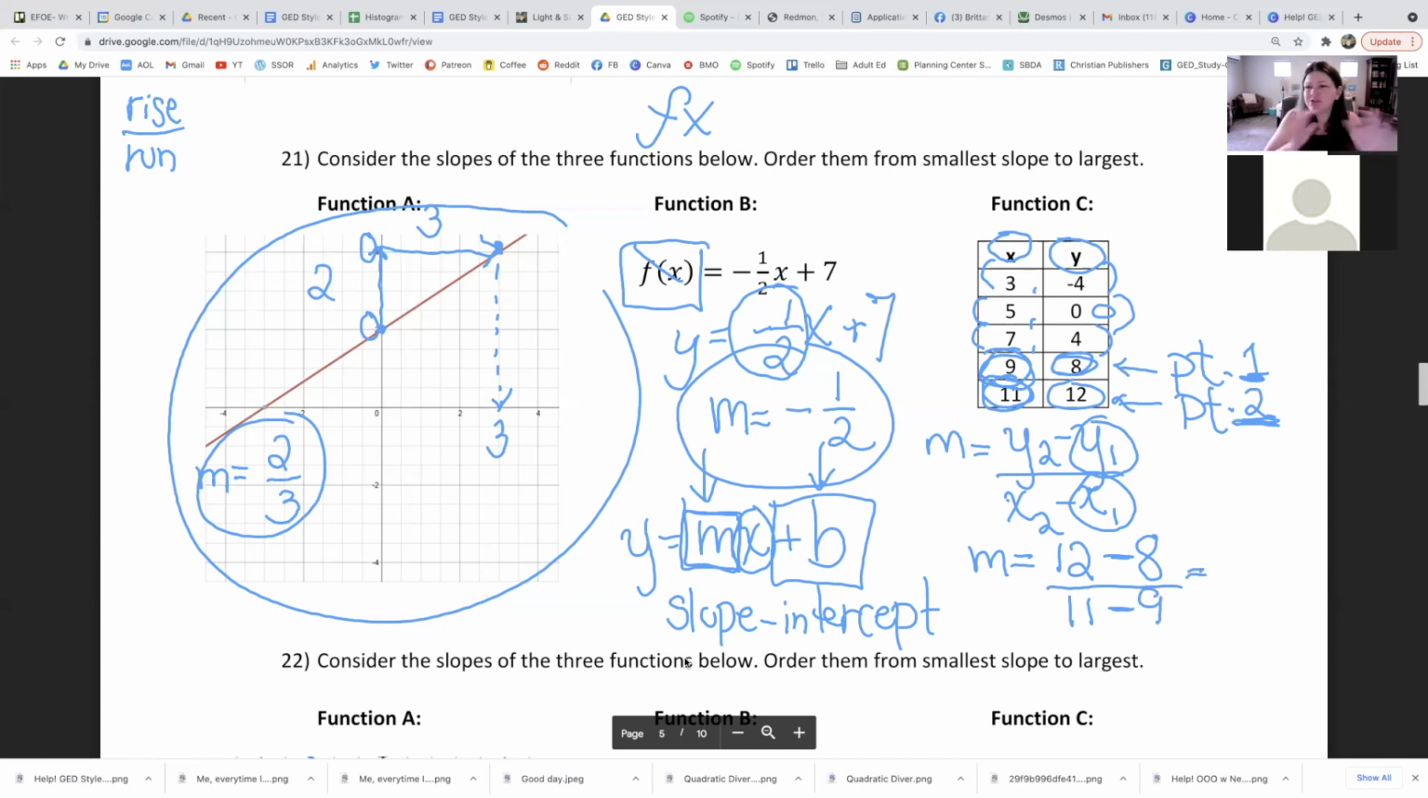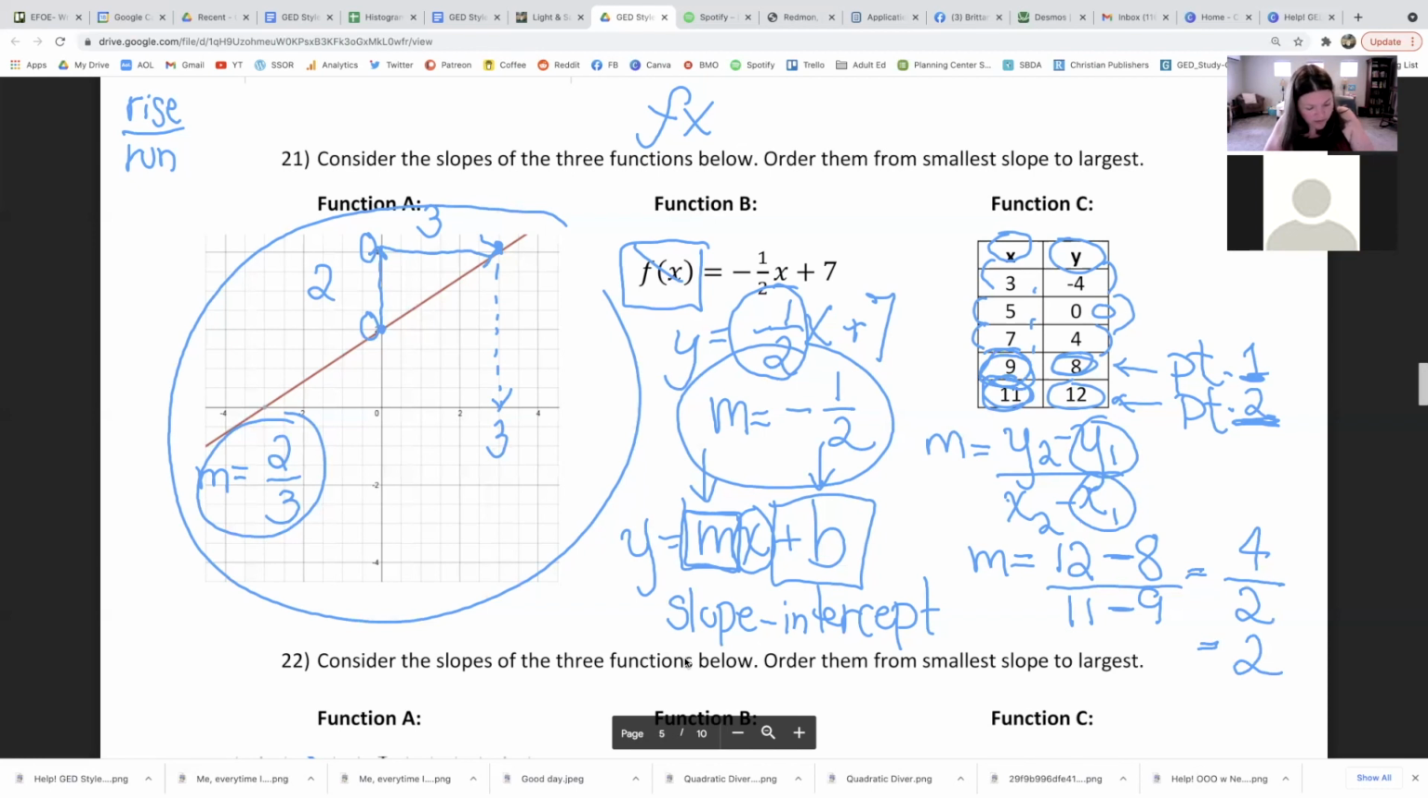And now you can type this whole thing into your calculator if you want, like the entire expression. But this one's relatively easy to simplify by hand, so I'm going to do it. Remember to deal with groupings first. So the top of a fraction is a group, 12 minus 8 is 4. And the bottom of a fraction is also a group, 11 minus 9 is 2. And then that number divides perfectly. I don't have to leave it as a fraction because 4 divides by 2. 4 divided by 2 is 2.